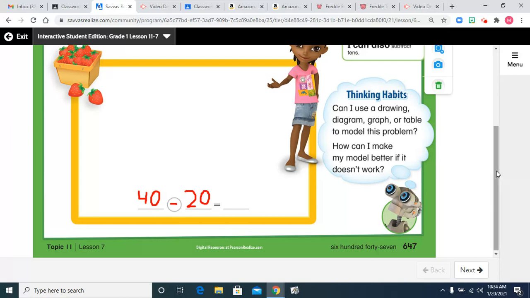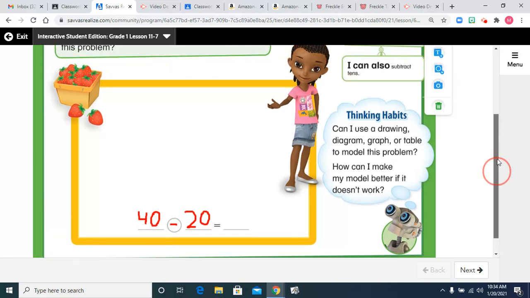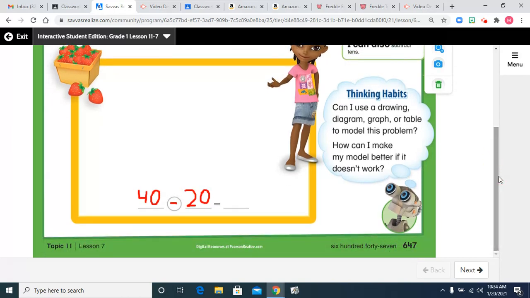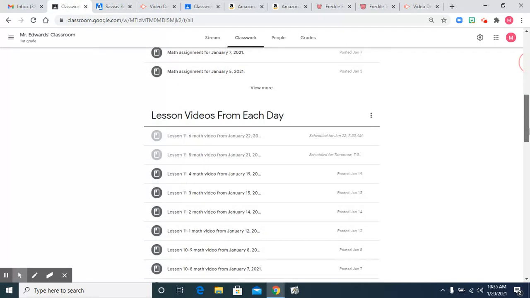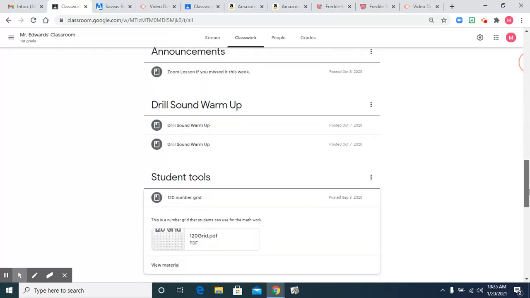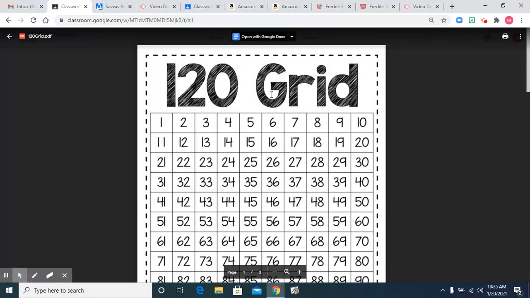Okay, now there's a number of ways you can do this. You can do an open number line and subtract that way. You can think about addition to help you subtract. You can use a number grid. You can draw pictures. We could look at our tens places and our ones places to figure out the answer. Let's just use a number grid. So go to your Google Classroom page, go to Student Tools, and here's the number grid.